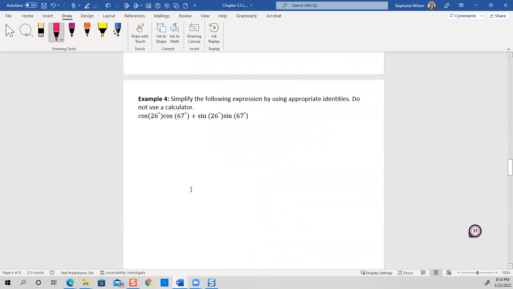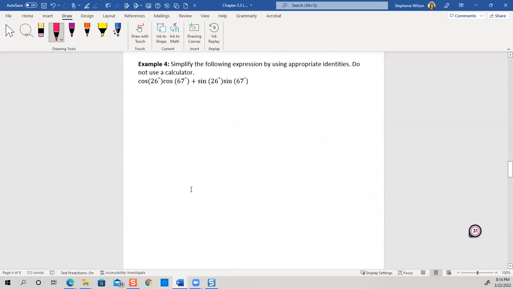Okay, now let's go to the next one. Simplify the following expression by using the appropriate identities. So what do I notice? Alpha is 26, correct. Beta is 67, so we did good. We know that there's a plus here, so that means the cosine will be alpha minus beta.